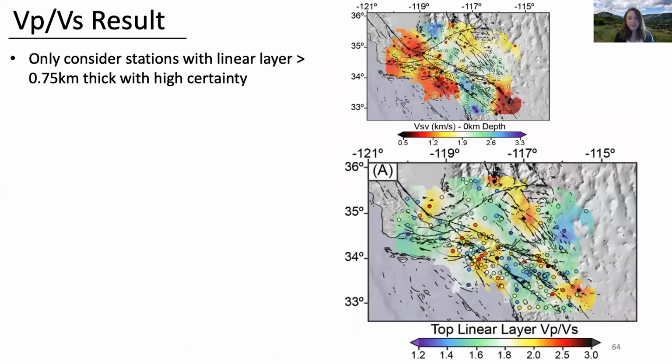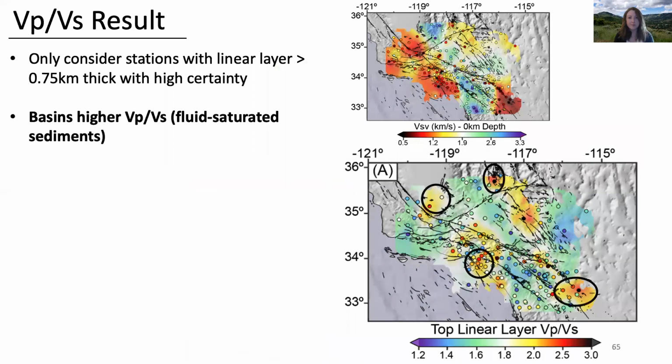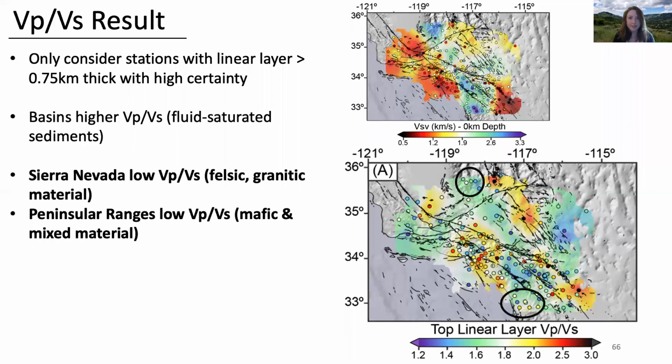We allowed our linear layer to vary in size, so here we are only looking at results with stations with a relatively thick top layer. Our near-surface VP-VS result contains higher VP-VS in basins, typical and expected for fluid-saturated sediments. We also show low VP-VS with values typical of felsic granitic material of continental origin in the Sierra Nevada ranges. In comparison, in the Peninsular ranges, we see values more typical of mafic material or oceanic origin. Both of these fit the local surface geology.